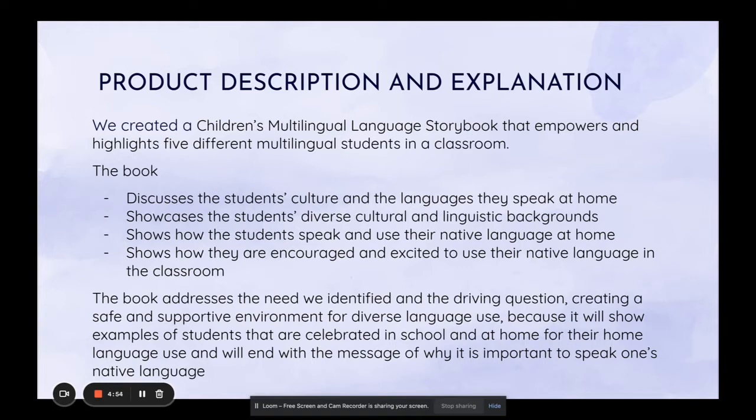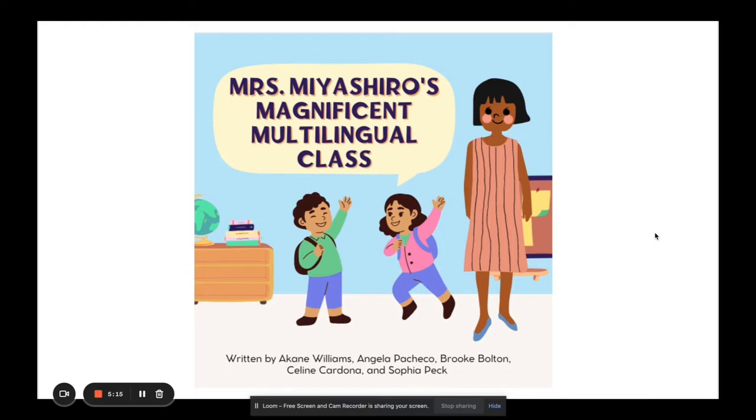The book addresses the need we identified and the driving question, which was creating a safe and supportive environment for diverse language use, because it will show students that are celebrated in school and at home for their language use, and will end with a message of why it is important to speak one's native language. And now I will show you our storybook.